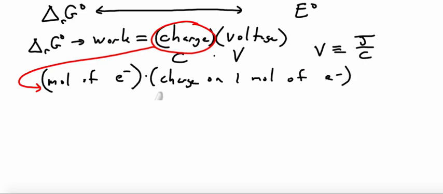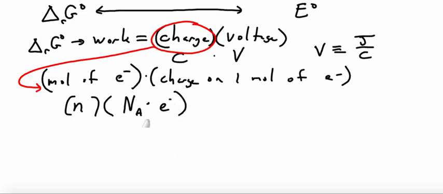And we can write this out symbolically, and we'll call it the mole of electrons. We'll use the symbol N since we tend to use that for moles. And then the charge on 1 mole of electrons, we can say, well, we've got 1 mole of electrons, and we'll multiply it by the electron charge.